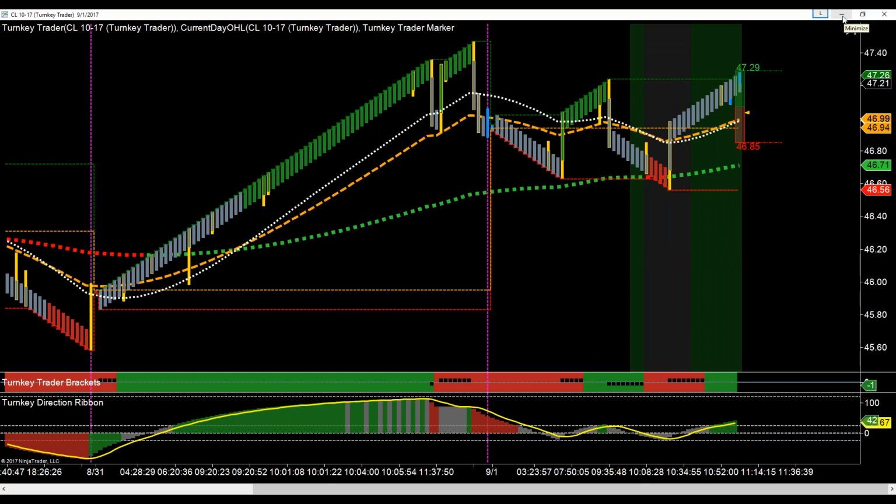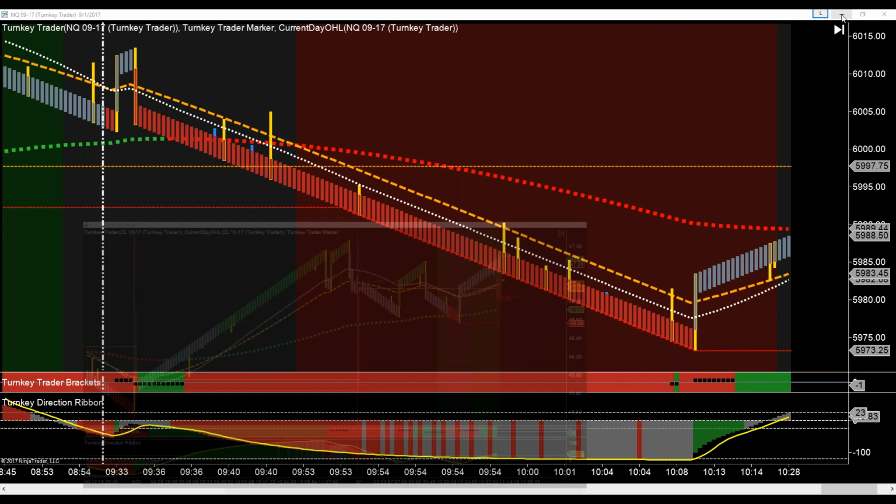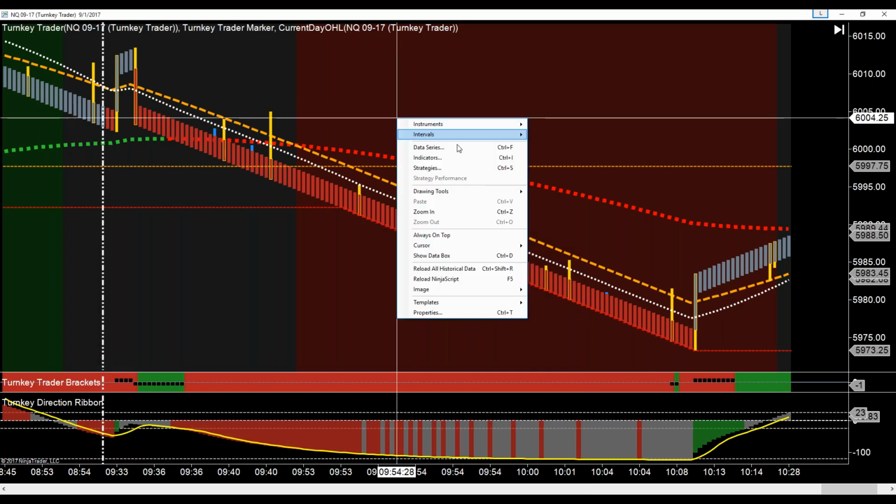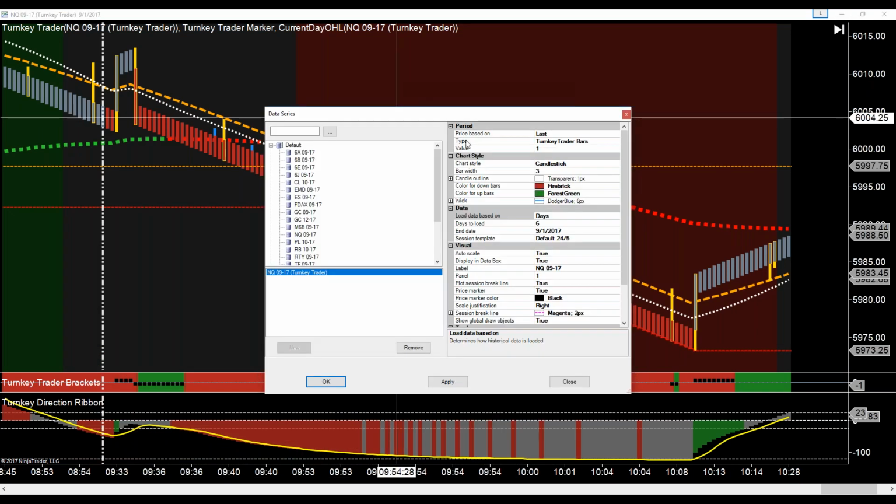First, I do want to cover and make sure everyone is set up correctly with their data series. We want to make sure that our days to load are 6. And the best session template we found to use with this is the default 24/5. Those are the best settings for this particular bar type.